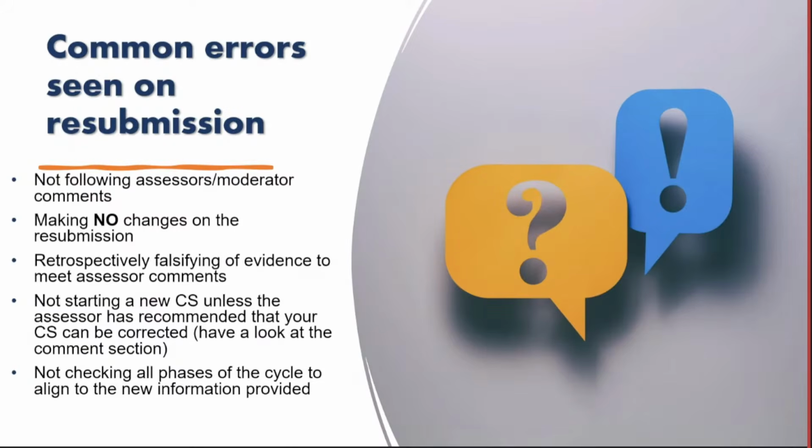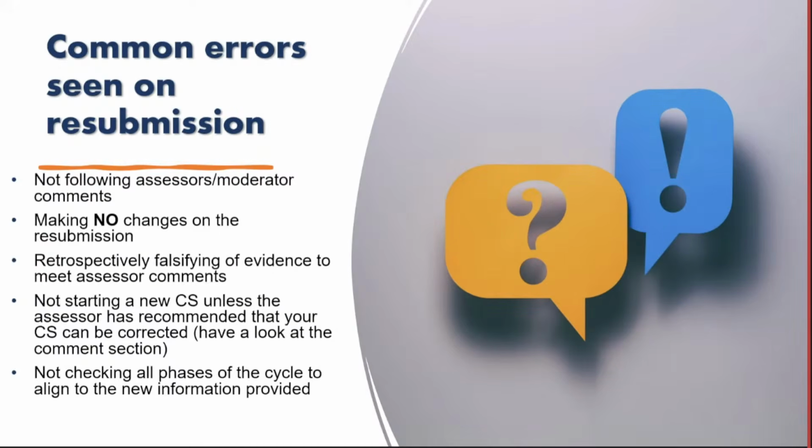Another issue is not starting a new competency standard. Here, the assessor will recommend whether the competency standard can be corrected. For example, if everything was okay with the evidence and the only issue was a breach of confidentiality, the assessor will say your portfolio of evidence entry would have been competent but for the breach of confidentiality. Then you know that you just need to sort out the breach of confidentiality and you don't have to start one anew.